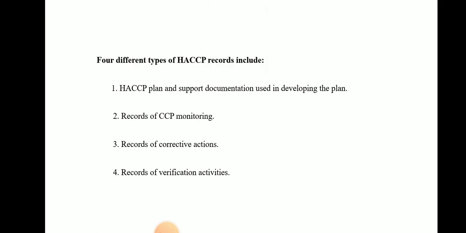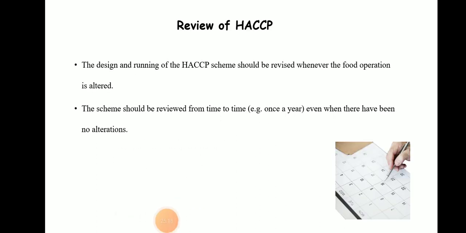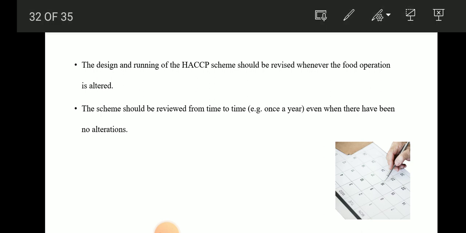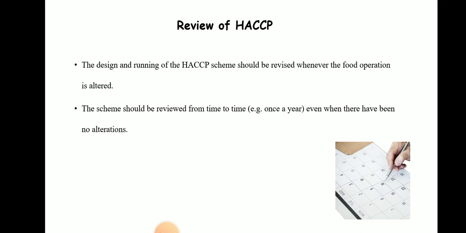So there are different types of HACCP records. First is the documentation regarding preparation of the HACCP plan, then the records of the CCP monitoring, the records of corrective actions, and the records of verification activities. Once we have implemented all the principles of HACCP, we even need to review the HACCP. The design and running of the HACCP scheme should be revised whenever the food operation is altered. Also, the scheme should be reviewed from time to time, at least once a year, even if there have been no alterations.